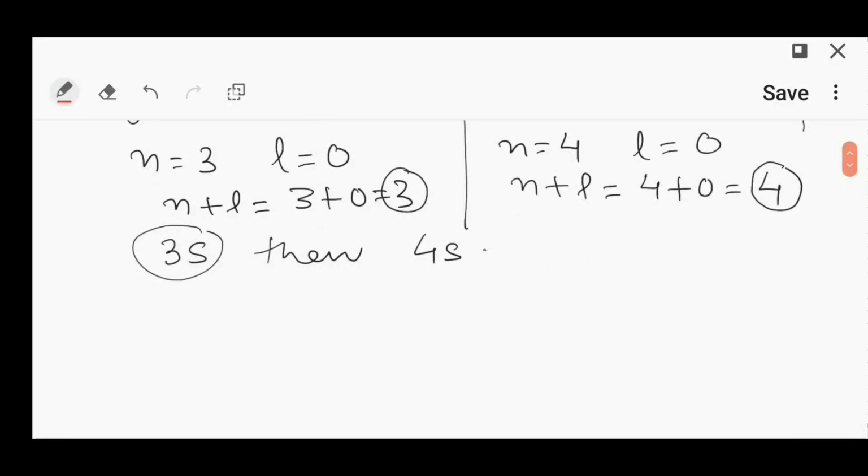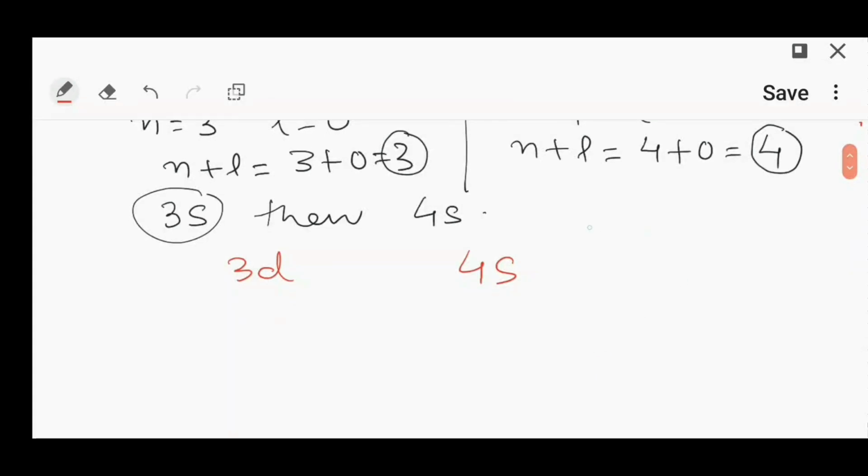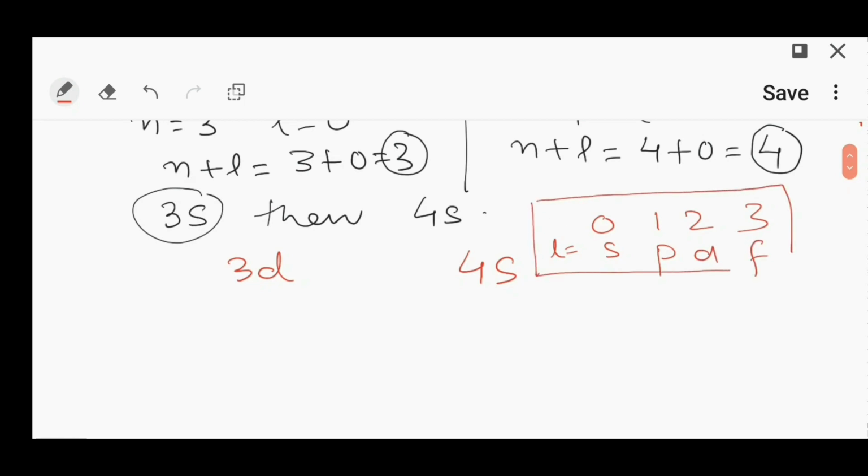Now I am going to take another example. One is 3d and another is 4s. We have to calculate the n plus l value for both. You know that for l = 0, 1, 2, 3, the orbitals are s, p, d, f. In 3d the value of n is 3 and the value of l for d is 2. So n plus l comes out to be 3 plus 2, that is 5.